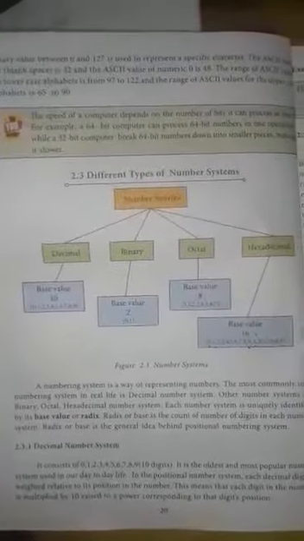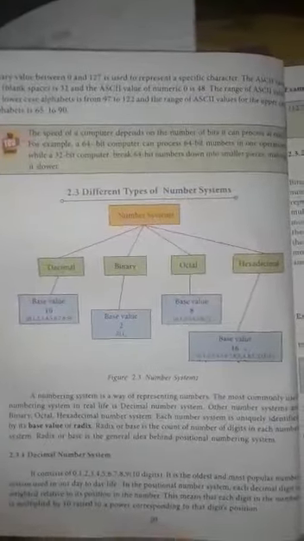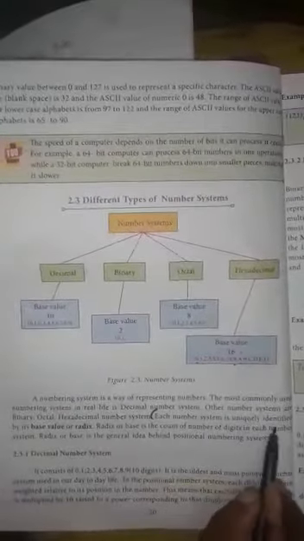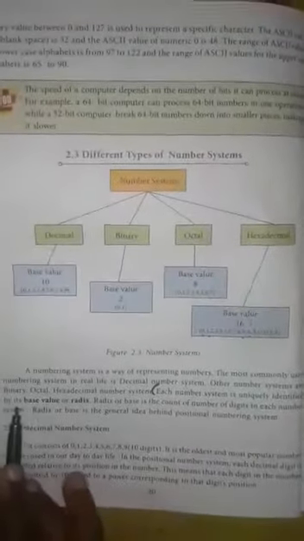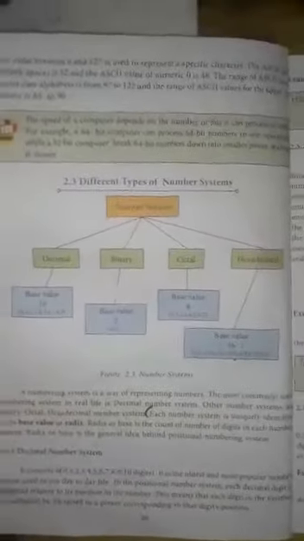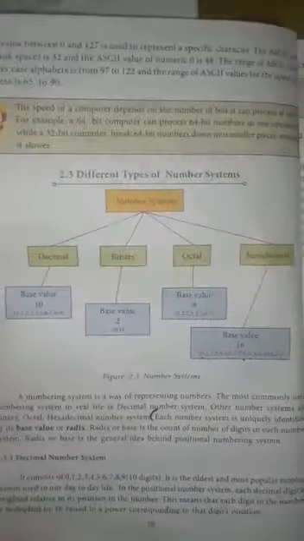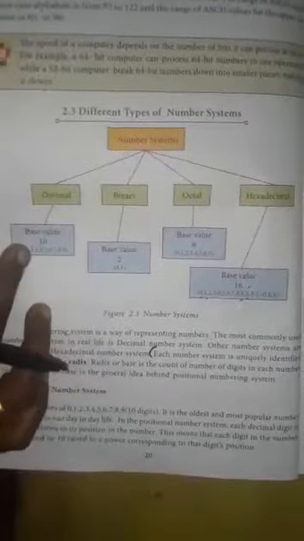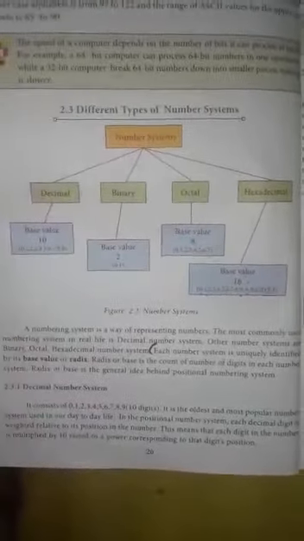Next one, what is radix or base value? Each number system is uniquely identified by its base value or radix. Every number system is uniquely identified. How do we identify a number system? By its base value. How do we identify the decimal number system? Its base value is 10. So this is the base value or radix.